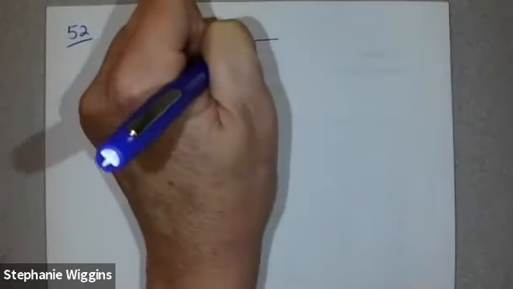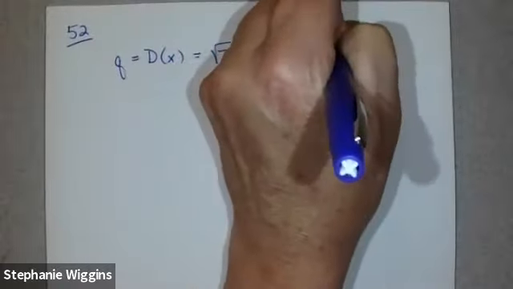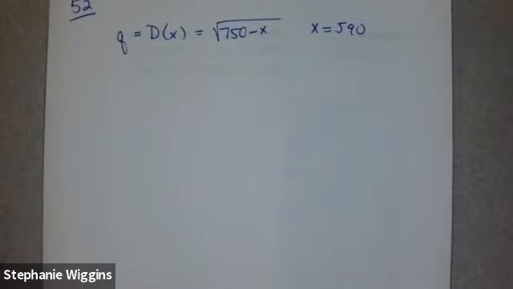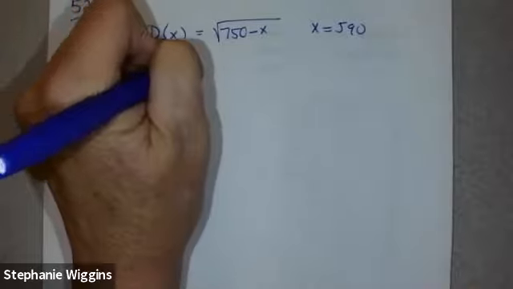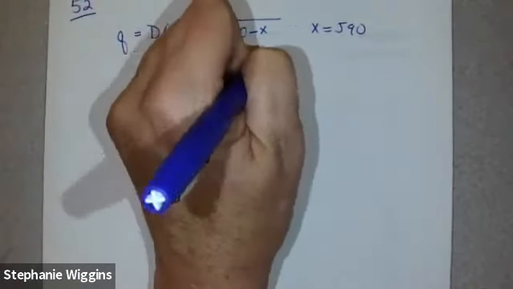All right, I'm looking at number 52. You're given Q is equal to D of X, which is the square root of 750 minus X, and X equals 590. So you're going to first find the derivative. But before I do that, whenever you have a radical like this, you want to write it as a power.